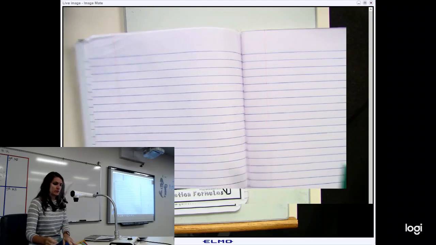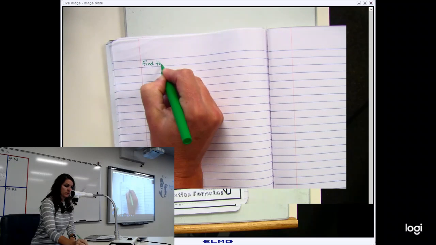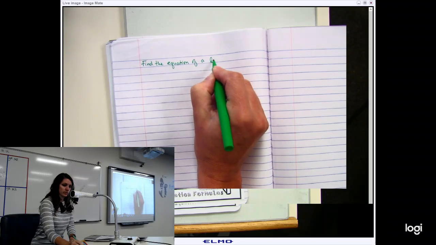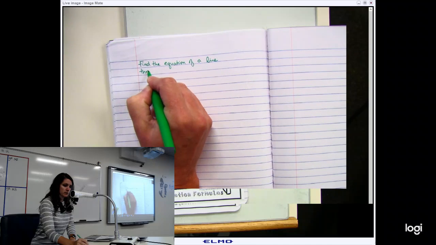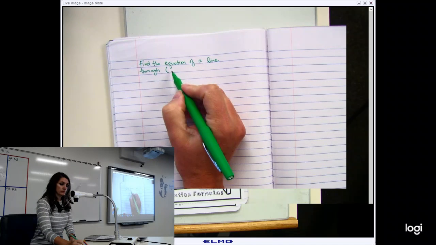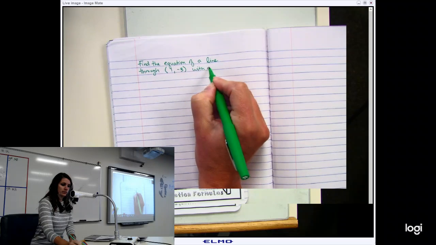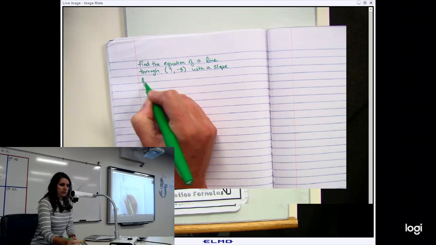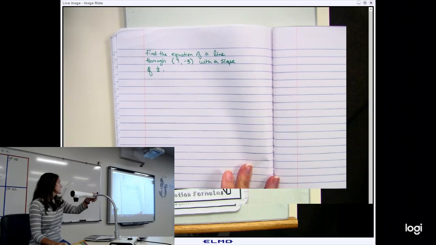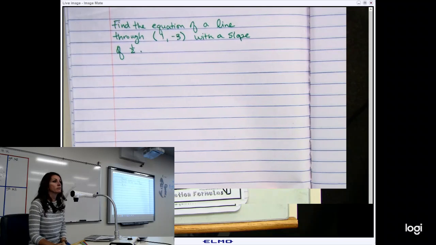A lot of your assignment today will be something like, find the equation of a line through a point. Shout out 2 numbers. Let's hear them. 1, 3. 1 and negative 3. Thank you, Jacob. With a slope of, let's call it 1/2. Why not? Find the equation of a line through the point 1, negative 3 with a slope of 1/2.